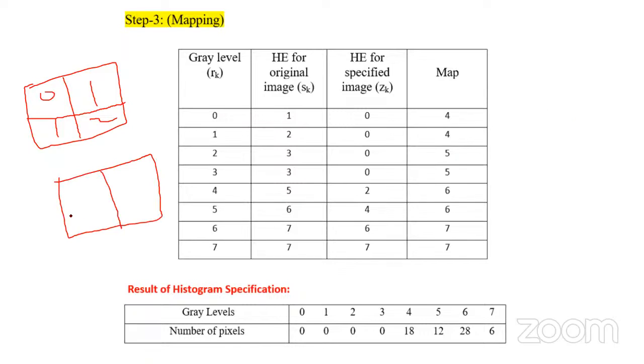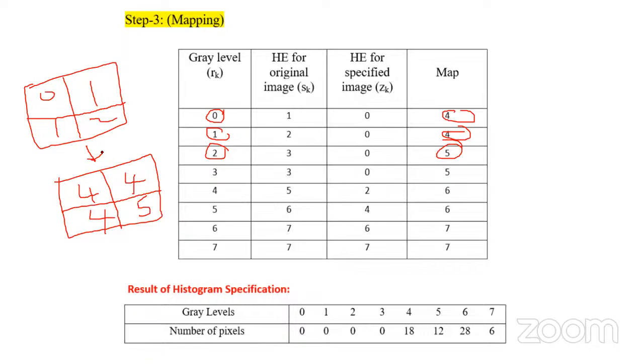Wherever there is 0, we have to replace it by 4. Wherever 1, we have to replace it by 4. Wherever 1, again we replace it by 4. Wherever 2, we have to replace it by 5. So this is the input image, and this is the output image.